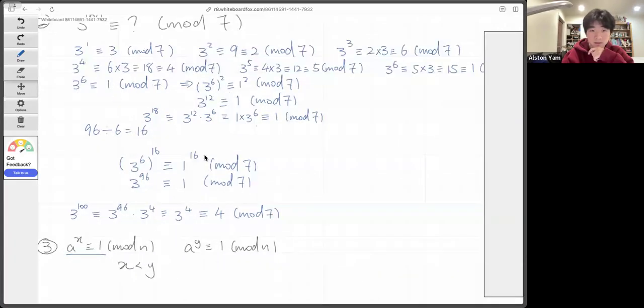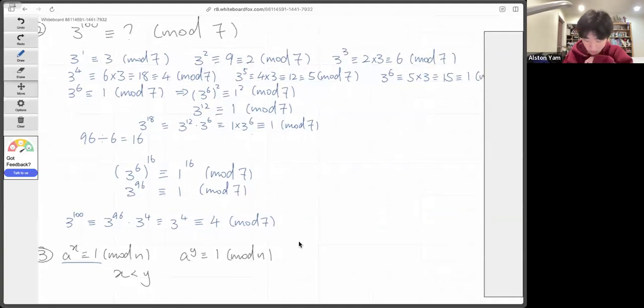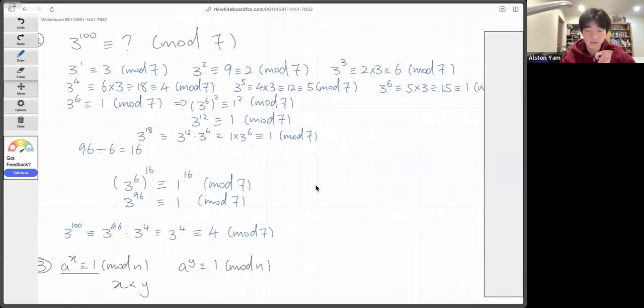And here, if we have any a to the power of anything that is congruent to 1 mod n, we already know that 6 will divide anything, 3 to the power of anything, that gives a remainder of 1 when we divide it by 7. So in our special case where a is 3 and n is 7, we've already proven it, right? We are just trying to generalize this idea. We're trying to see if we can extend that to any a and any n. So we want to prove x divides y.